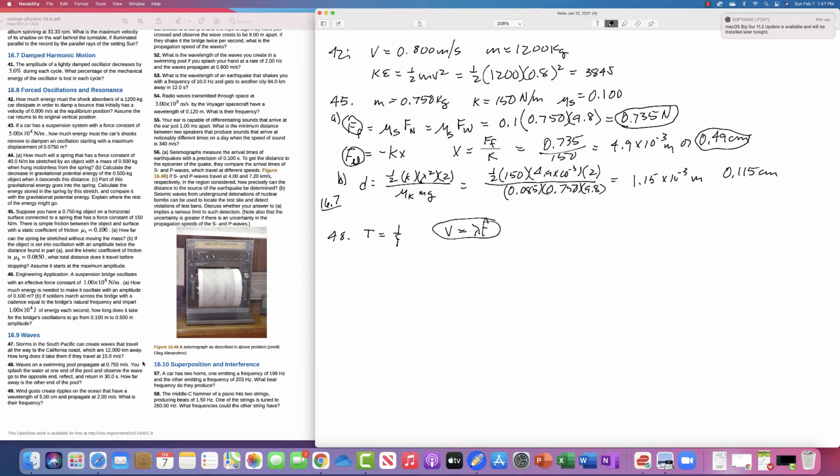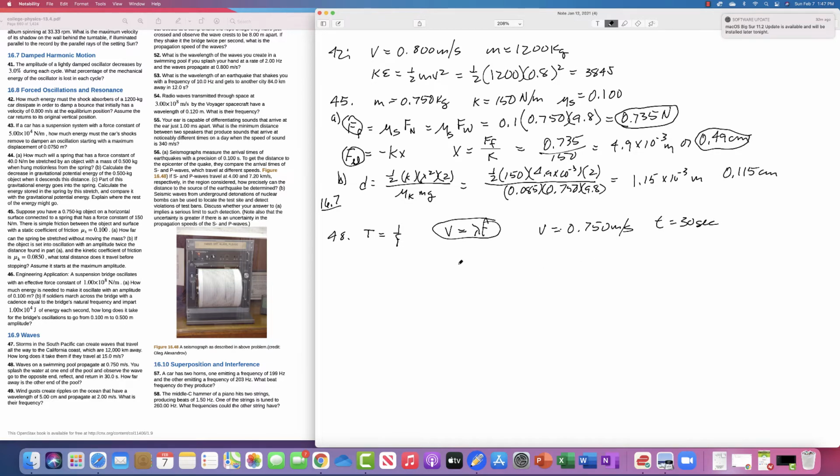So the next problem is problem number 48. Waves in a swimming pool propagate at a velocity of 0.750 meters per second. So they give you the velocity of this wave. You splash the water at one end of the pool and observe the wave go to the opposite end, reflect and return in 30 seconds. So t is equal to 30 seconds.